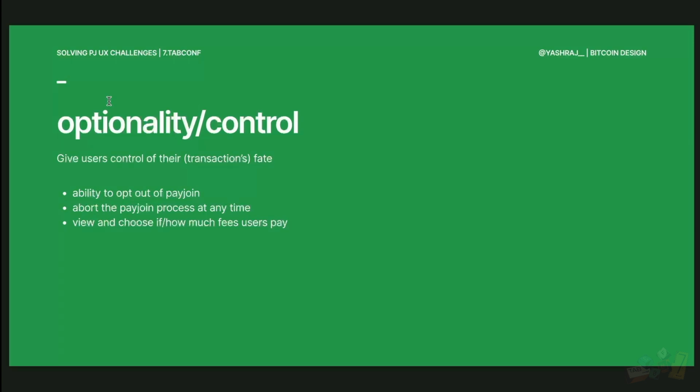Same thing for fees, right? Maybe I'm doing an on-chain transaction after 6 months, and I'm like, thank god, I'm going to do a Payjoin, right? I am okay to pay some fees, but I would like to know how much it is. Maybe I would like to select which UTXOs I'm going to use. Things like that. Optionality and control are super important.